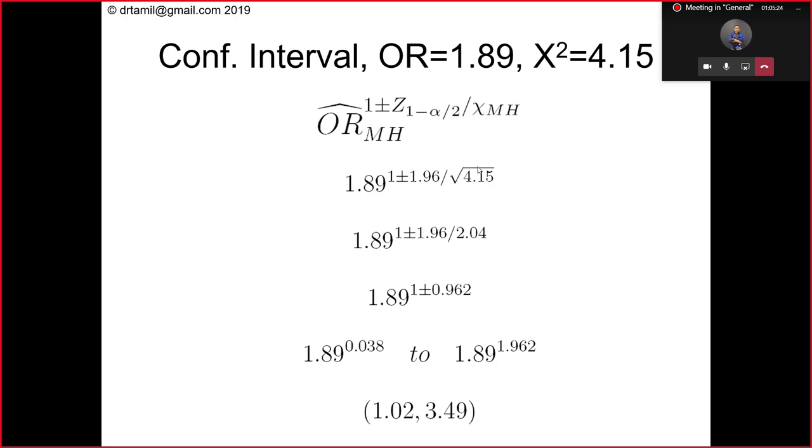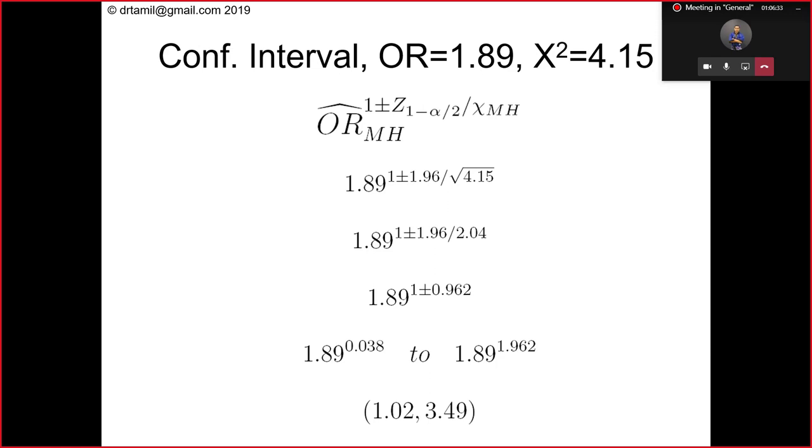So you had 1.89, the odds ratio that you got, to the power of 1 plus minus 1.96, where this z 1 minus alpha is z 95%, which is 1.96. Doctor, where does 1.96 come from? Table A1. The square root of 4.15, you get 2.04. So 1.96 divided by 2.04 gives 0.962. When you convert this, it becomes 1.89 to the power of 0.038 until 1.89 to the power of 1.962. When you calculate this, you get 1.02 and 3.49.